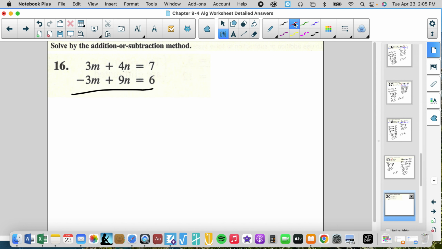Yay! This still cancels. We don't have to manipulate. 13n equals 13. Divide by 13. N equals 1.